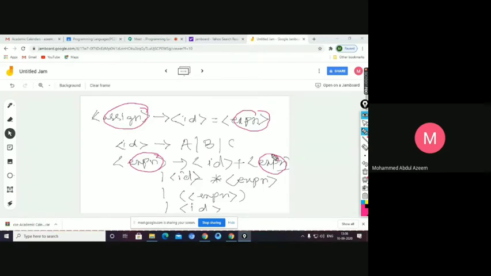So here I found this LHS on the right operand. I found it as a right operand of this operation plus. And similarly, when it is defined with another definition, ID into expression, you can find again this expression here.